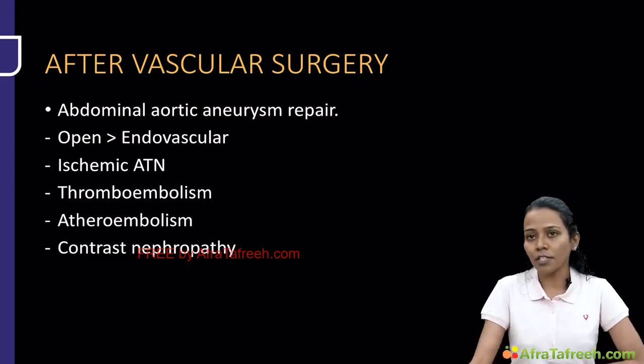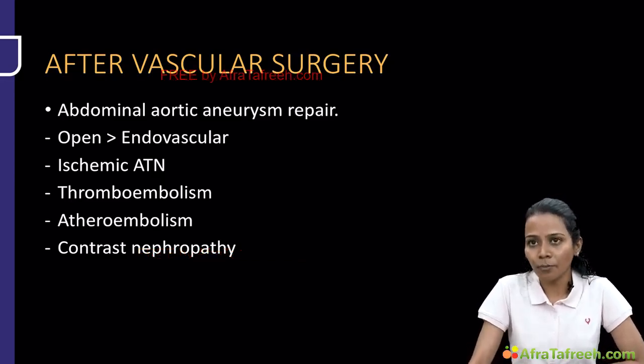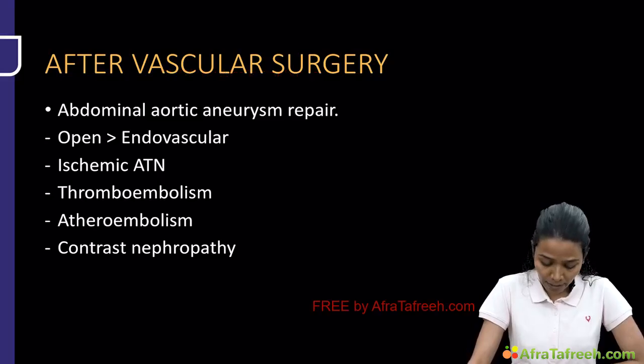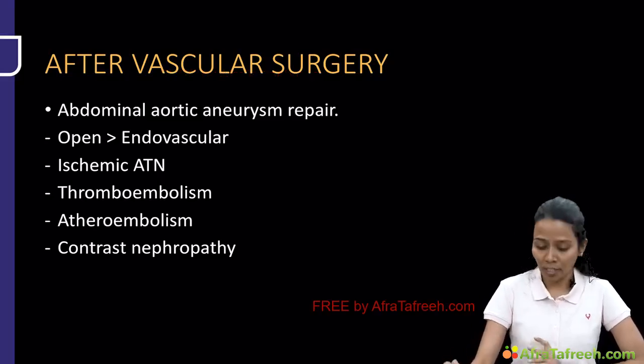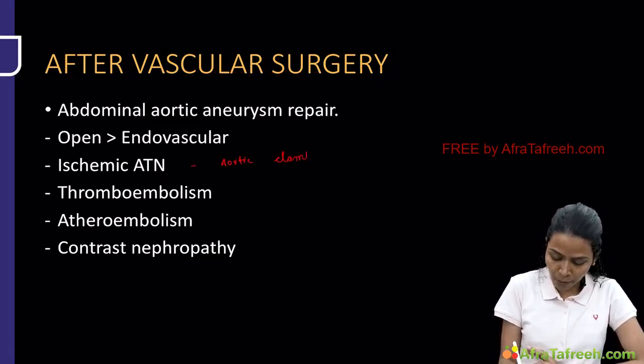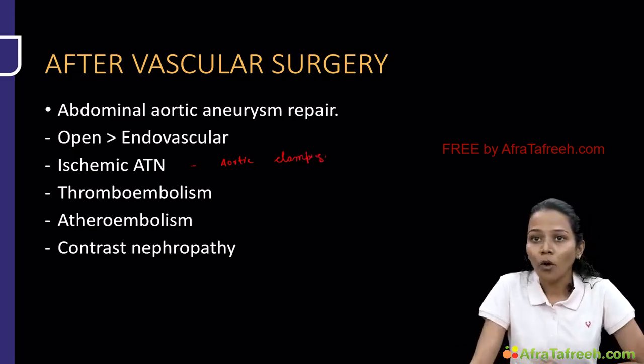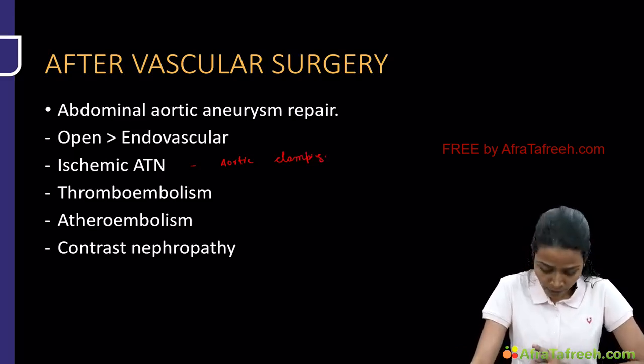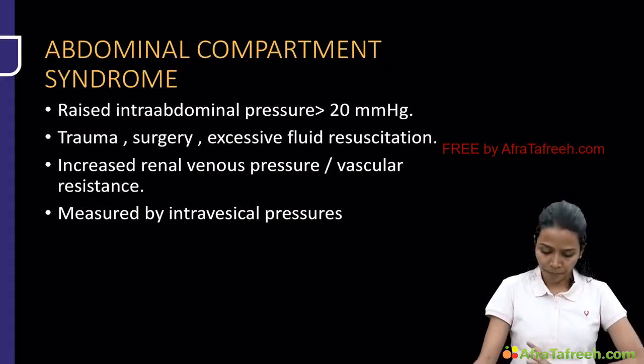Now after vascular surgery, generally abdominal aortic aneurysm repair is what is going to cause this. It is seen mostly after open repair more than endovascular repair, and ischemic ATN can be seen because there is going to be aortic cross clamping, and there is going to be thromboembolism or atheroembolism and contrast nephropathy.